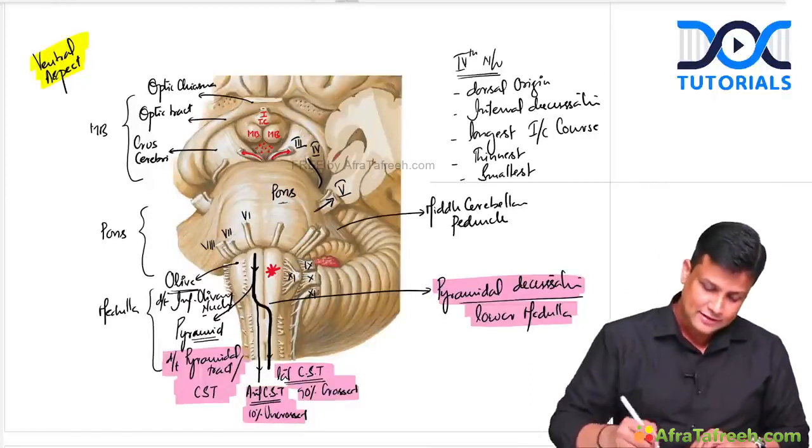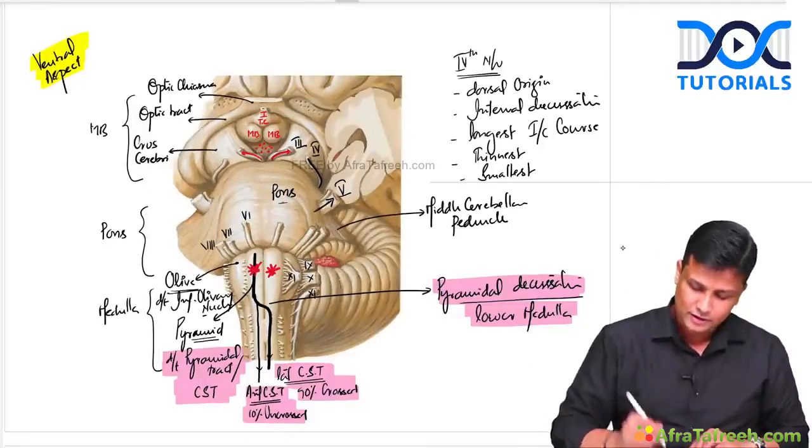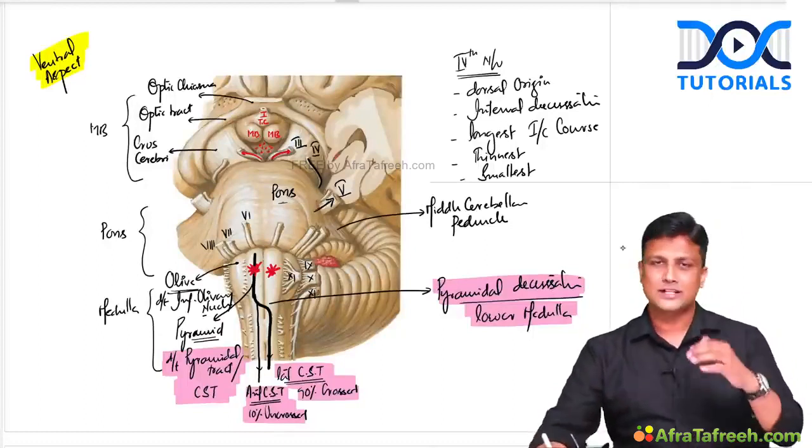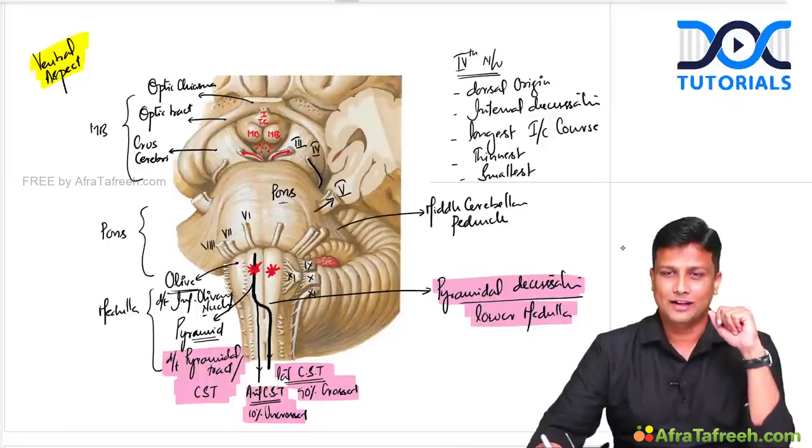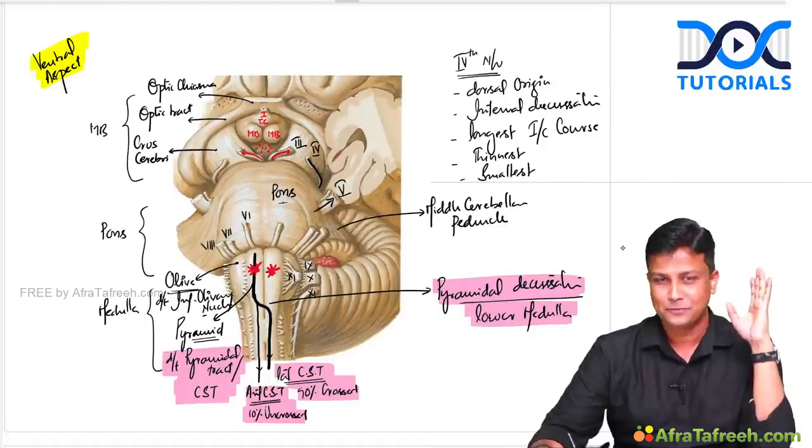What was the question given in the exam? The injury is like here. Here means before the crossing. So if it is injured there, obviously the contralateral side will be affected. It will lead to contralateral hemiplegia. I hope this concept is clear now.